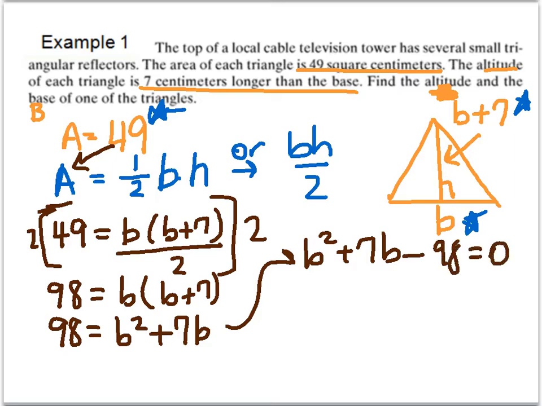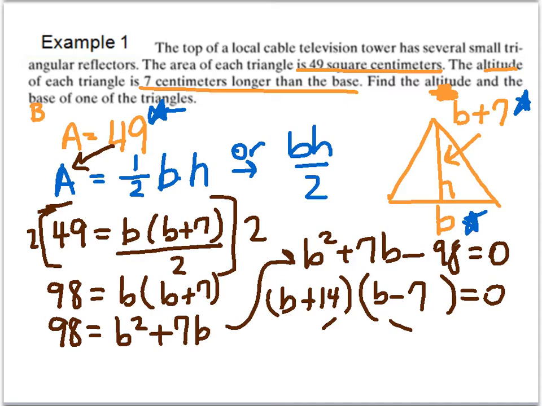Now at this point it's up to you how you would like to solve it. If you'd like to factor, go ahead and factor. If you would like to use the quadratic formula, that is perfectly fine too. I will tell you that this one is easy to factor. To get a negative 98 when multiplying, I need negative 7 times 14, and those added together give me 7. So B plus 14 and B minus 7 equals 0. Breaking those into the two equations, I get B is equal to negative 14, and B is equal to 7.